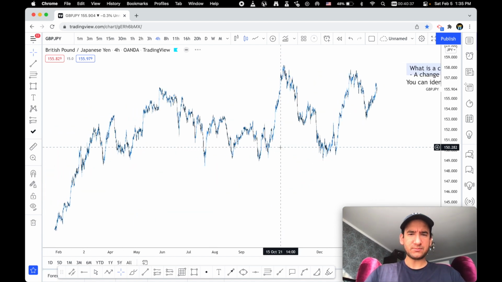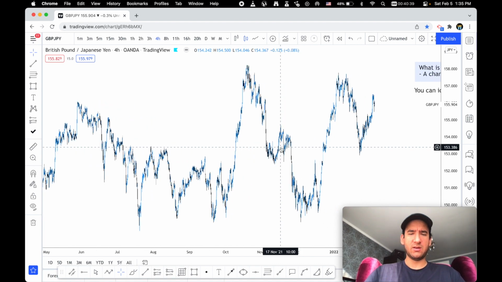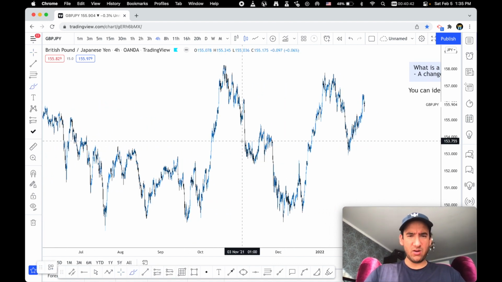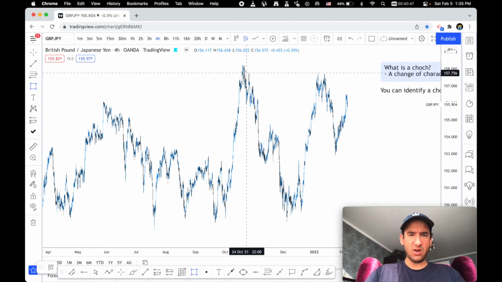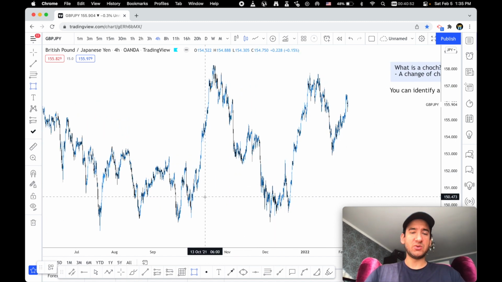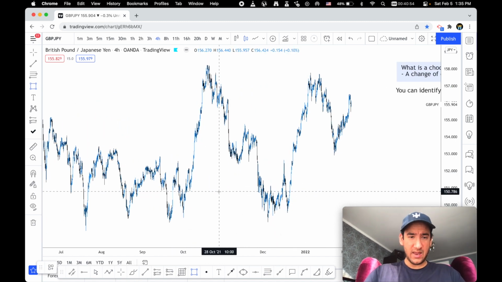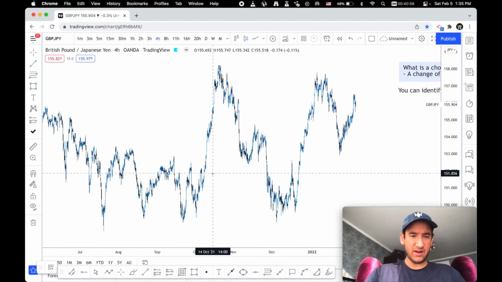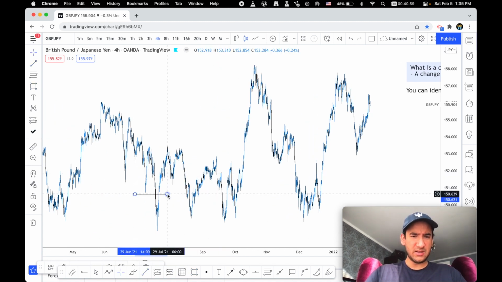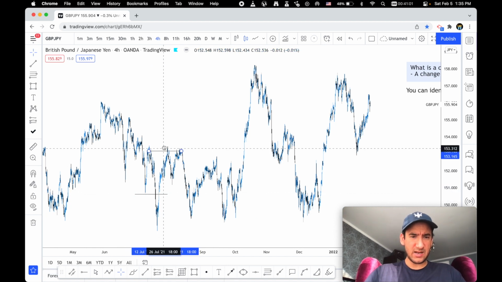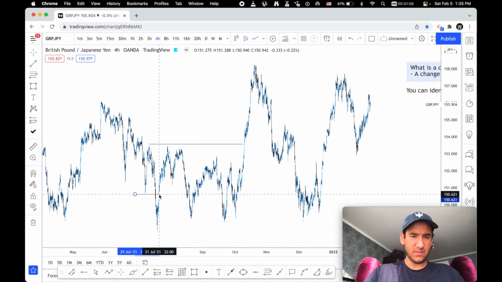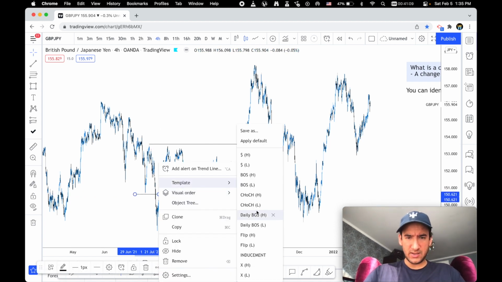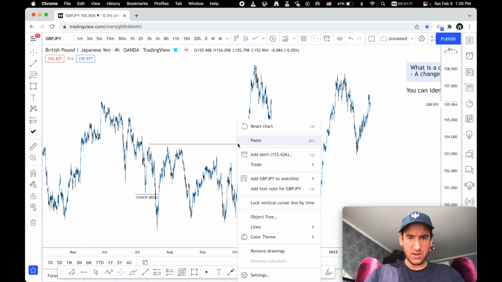So here we go. A CHOCH is essentially just a reversal in the market, right? If you can see right over here, you can see how price extended and then pulled back and retraced, right? It's pulling back and retracing back to a demand area. And as you can see, the way to identify this is when you see your last low and your last high being violated. This is a change of character right here. This is what it looks like in the markets, right there and right there.